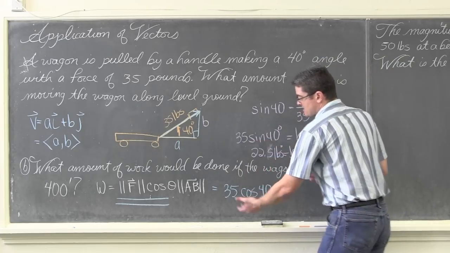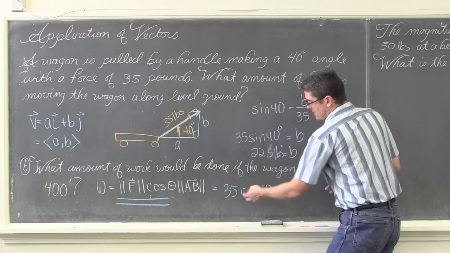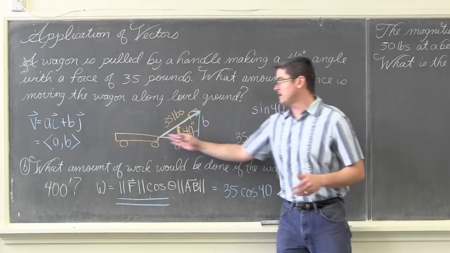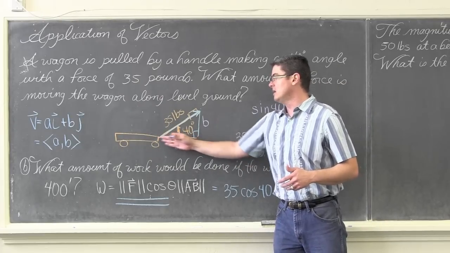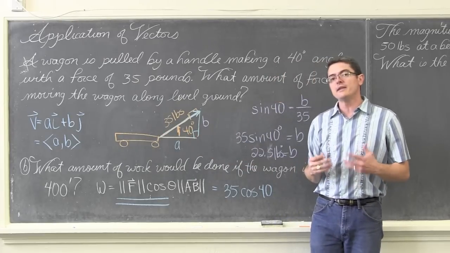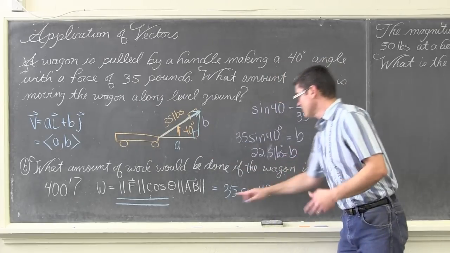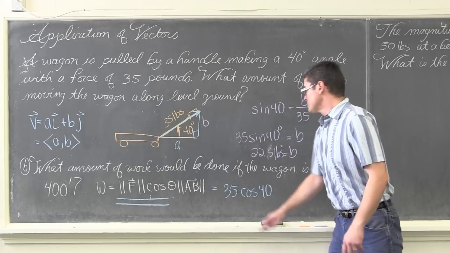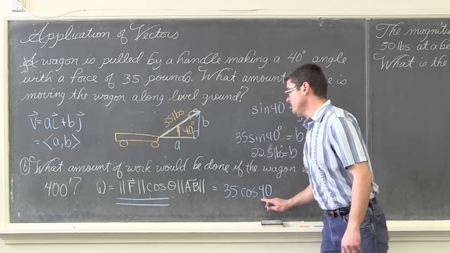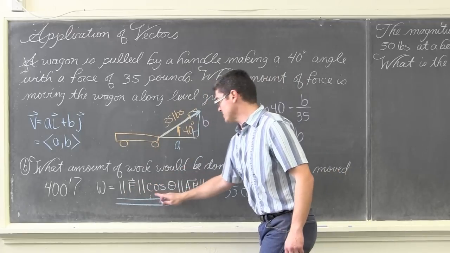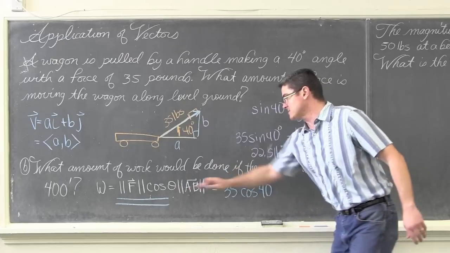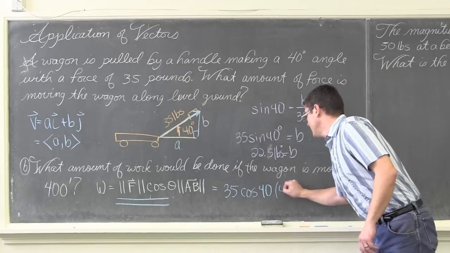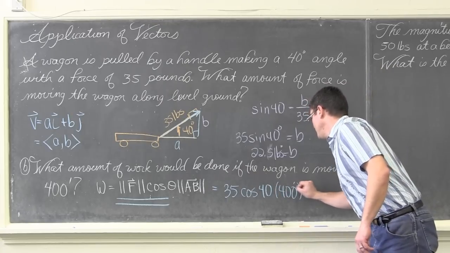So it kind of makes sense that we're doing 35 times the cosine of 40, because I just worked to that same idea when I was trying to find the amount of horizontal energy or force being applied on that wagon. So that was basically the horizontal component we found a second ago. So 35 times the cosine of 40, or the magnitude of force times the cosine of theta, times the magnitude of AB. How far do you want to move it? We want to move that 400 feet.